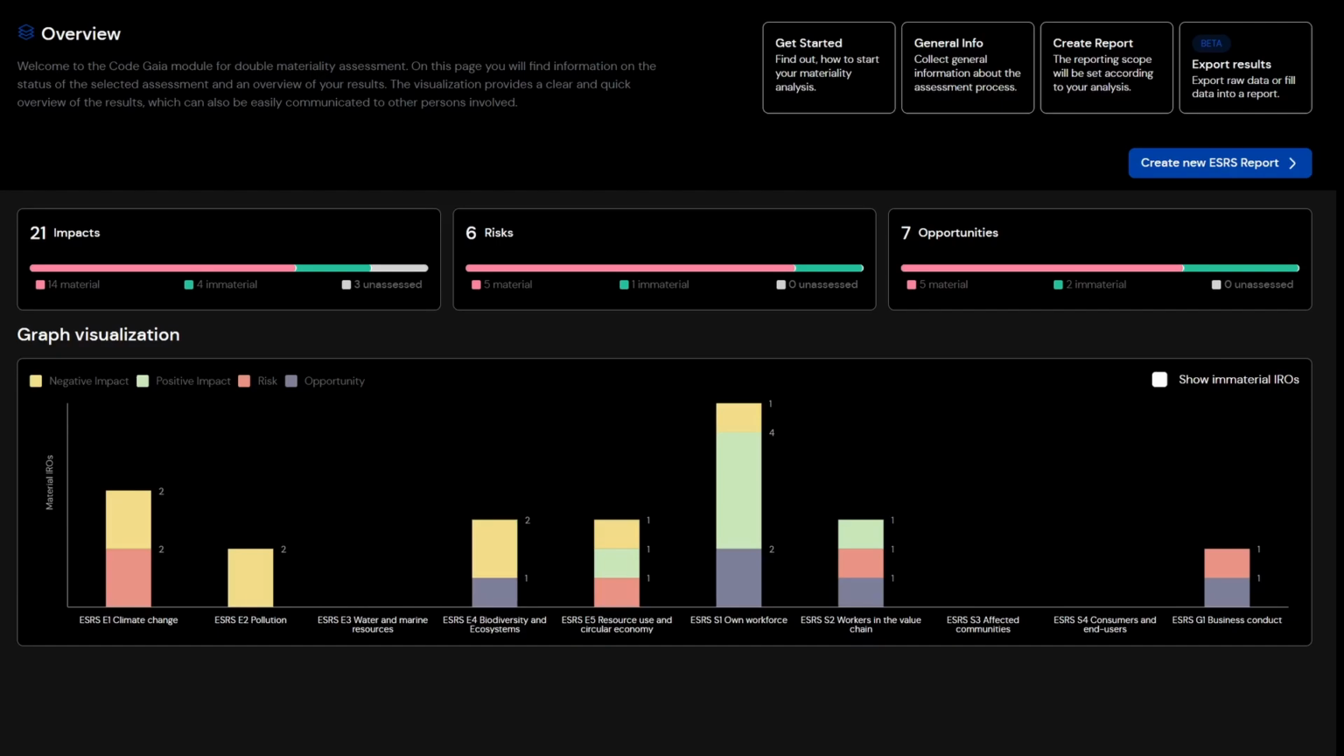However, if we're talking about reviewing the double materiality process, and I'm thinking more about audit and third-party assurance, then the non-material IROs are also relevant. And we can now show also the non-material IROs by clicking on the button to show on the right-hand side at the top of this visualization.